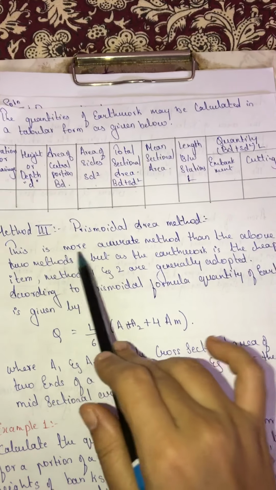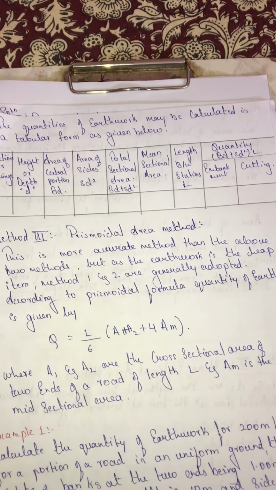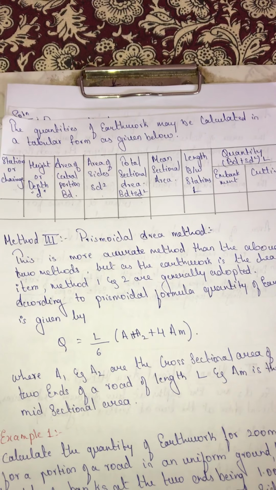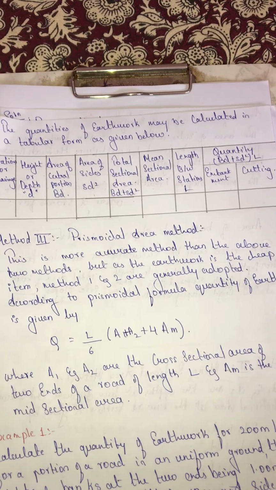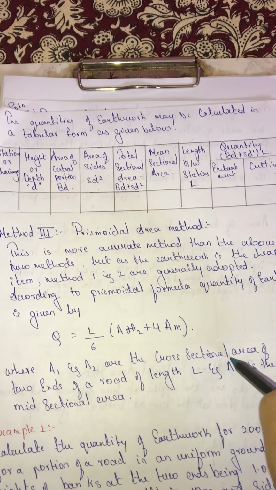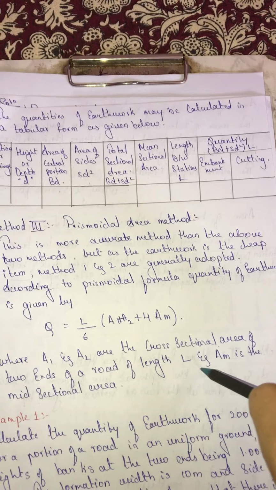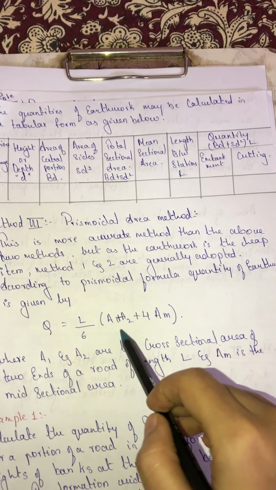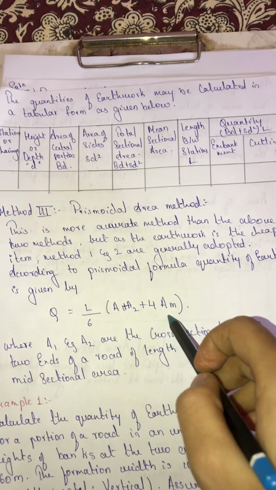Now coming to method 3, that is the prismoidal area method. This method is considered to be more accurate than method 1 and method 2. If A1 and A2 are the cross sectional areas of two ends of a road with length L, and AM is the mid sectional area, then quantity will be L by 6 into (A1 plus A2 plus 4AM). That is the method for prismoidal.